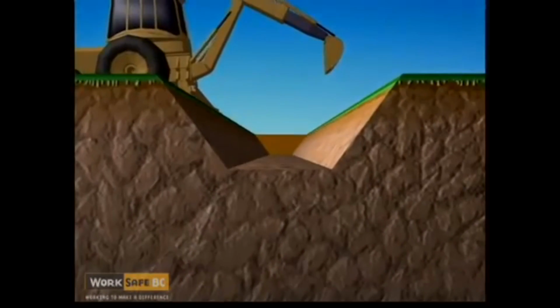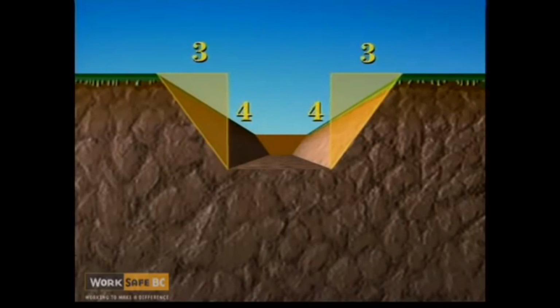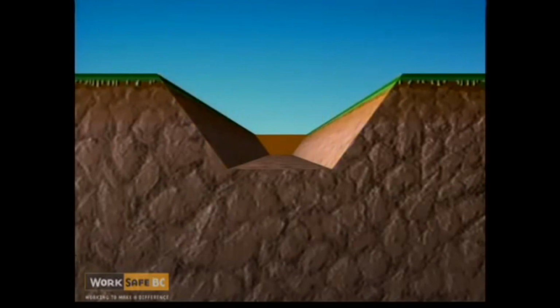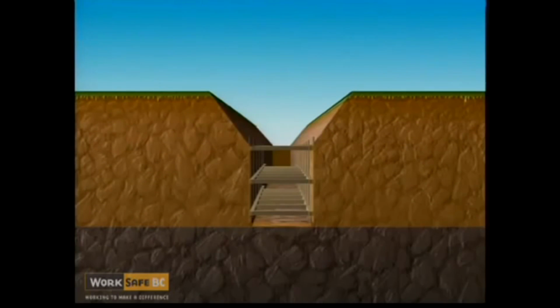When sloping is used instead of shoring, depending on the conditions, no slope can be steeper than 3 feet horizontal to 4 feet vertical. When a combination of sloping and shoring is used, the minimum amount of shoring must be equivalent to the standard for the overall depth of the excavation.